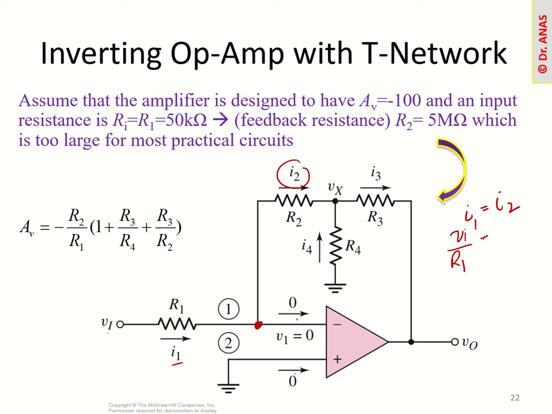And what is I2? I2 is this current. Here we have 0 volts, so 0 minus Vx, so minus Vx. At this node we have the Vx voltage, which we just define as a node voltage, divided by R2.